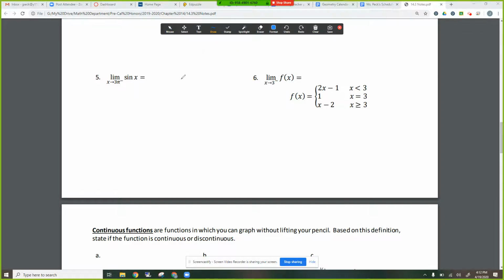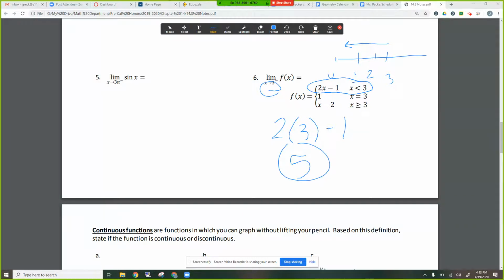In this problem, it is as x is approaching 3 from the left. So if we think about a number line, if we're thinking about the number 3 and we want numbers to the left of 3, that would be numbers like this. So to the left of 3 would be less than 3. If we look at our situation here, where it's less than 3, it is 2x minus 1. So we're going to plug our 3 into 2x minus 1 because we're looking at the left-hand side. So we have 2 times 3 gives us 6, minus 1 gives us 5. So that answer is 5.